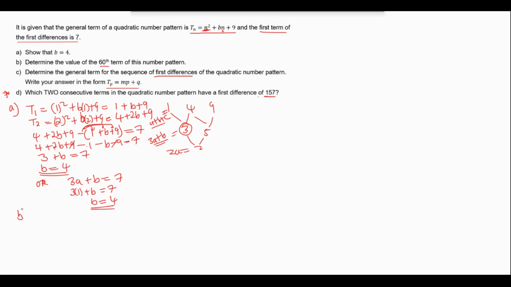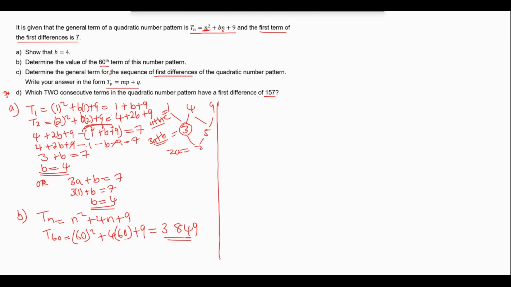Okay, so now, determine the 60th term of the number pattern. We have our general term now because we found our b, meaning that Tn is equal to n squared plus 4n plus 9. So we're finding the 60th term. T60 is equal to 60 squared plus 4 times 60, then plus 9. Then this must give you what? It should give you 3,849.